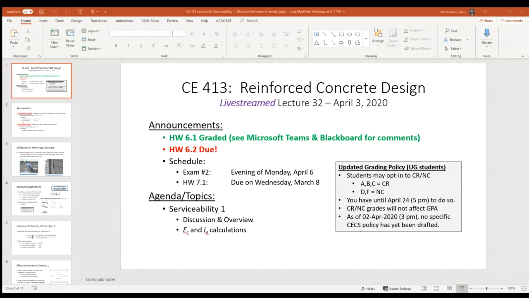I thought I would also mention the updated grading policy. I'm sure it's the elephant in the room, as it were.